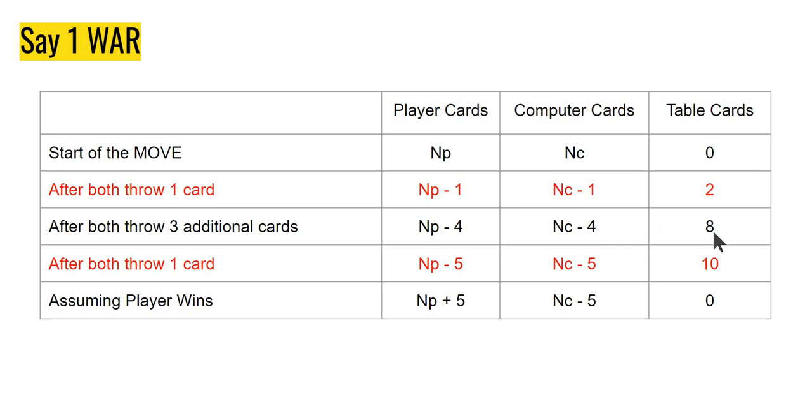And my table will have 8 cards. Now I throw one card each, which means that I end up with NP minus 5 and NC minus 5. Table cards ends up being 10. Now again, this state right now I'm not printing. However, because I'm assuming the player wins in just one war, all these 10 cards will come to the player and I'll end up with, let's say, NP plus 5 and NC minus 5. The point is, in case of a war which happens only once, the winning player will end up with 5 more cards. The losing player will end up with 5 less cards.